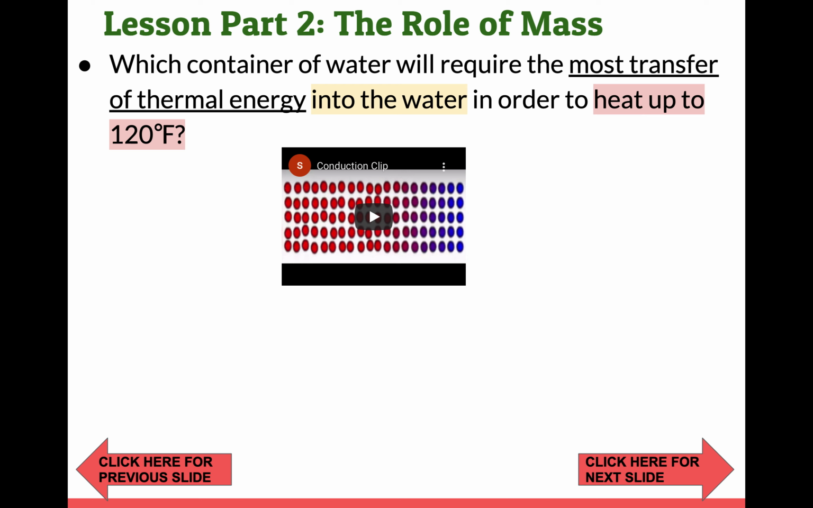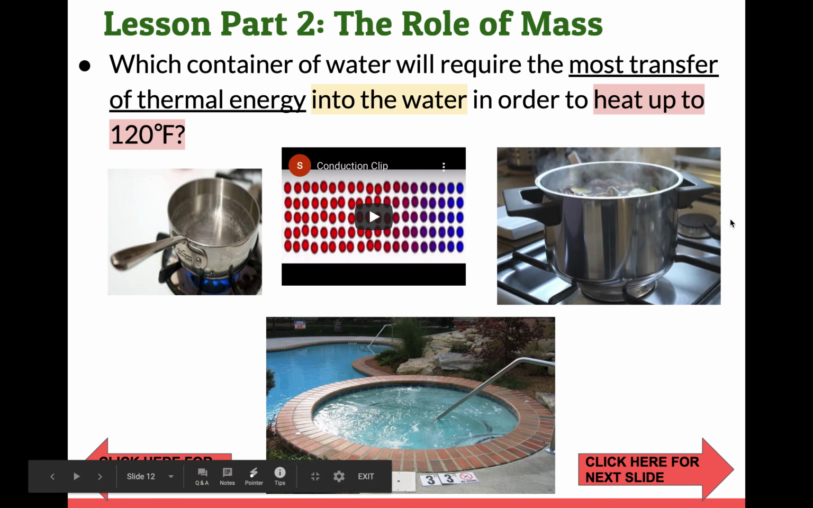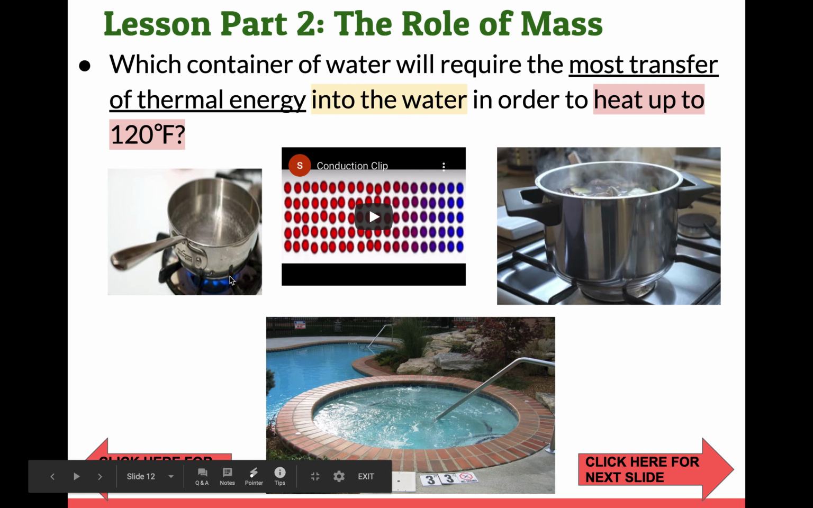The question asks you, which container of water will require the most transfer of thermal energy into the water in order to heat it up to 120 degrees Fahrenheit. So there are 3 containers of water. There's a small pot, a medium-sized pot, and a large pool of hot water. So now, which container will require the most amount of thermal energy entering the water to heat up the water to 120 degrees? Well, let's think about it.